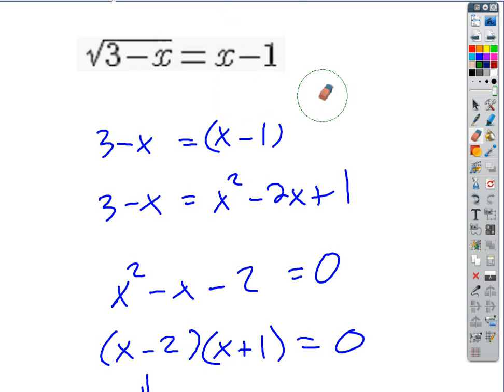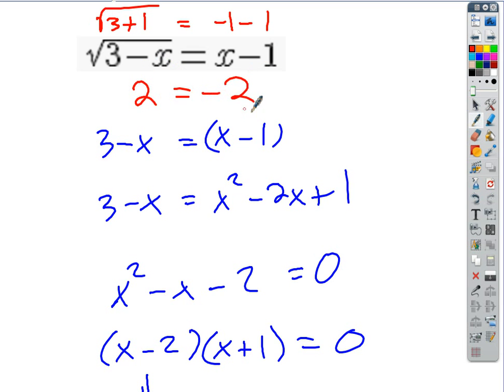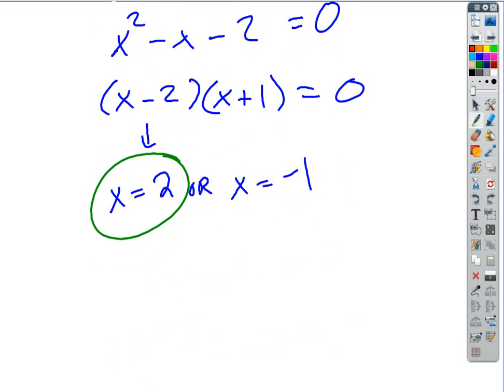If I put in -1, I get the square root of 3 minus -1 equals -1 minus 1. Is that going to work? No. We're going to get the square root of 4 is 2. So this side gives me 2. This side gives me -2. Ah, those are not equal. So that one was extraneous. That one we can get rid of. But the 2 worked.